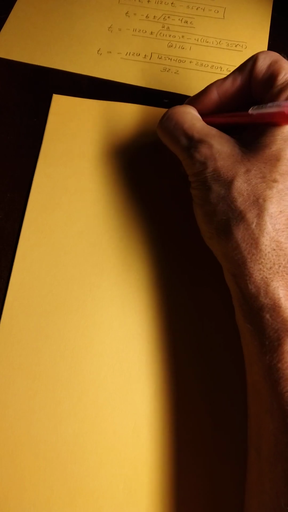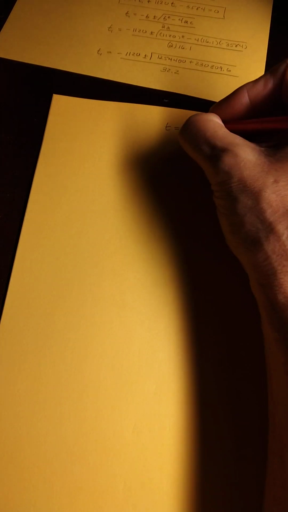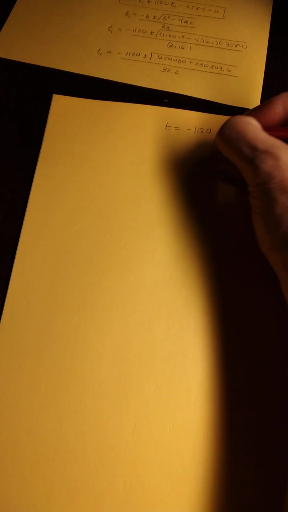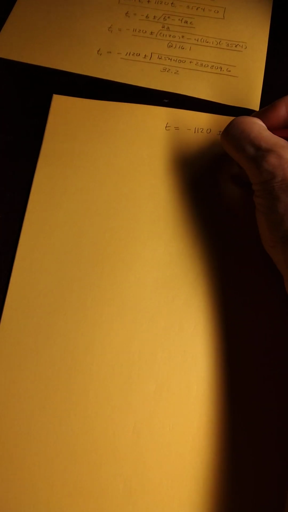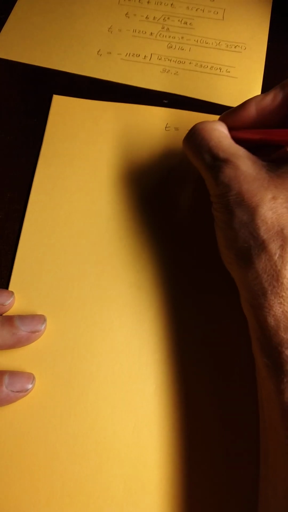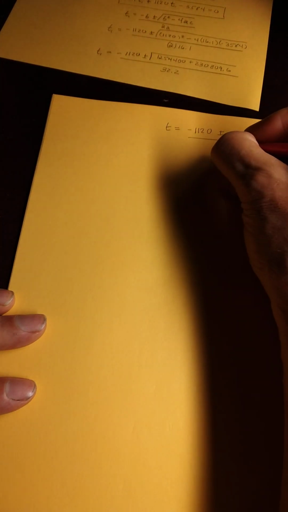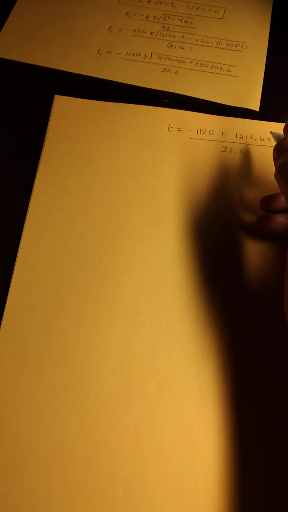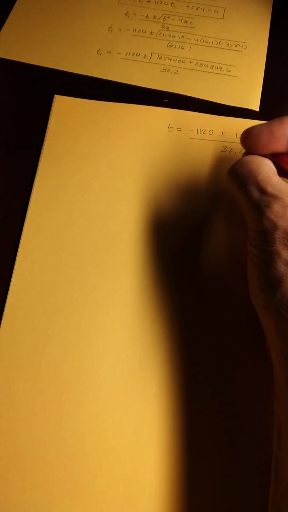This ends up being t is equal to negative 1120 plus or minus, when we do the square root, we get about 1218.6918. And we're going to divide the whole thing by 32.2. So we should get two answers because we have a negative and a positive here for this particular equation. And lo and behold, we do. So let's look at the first one.